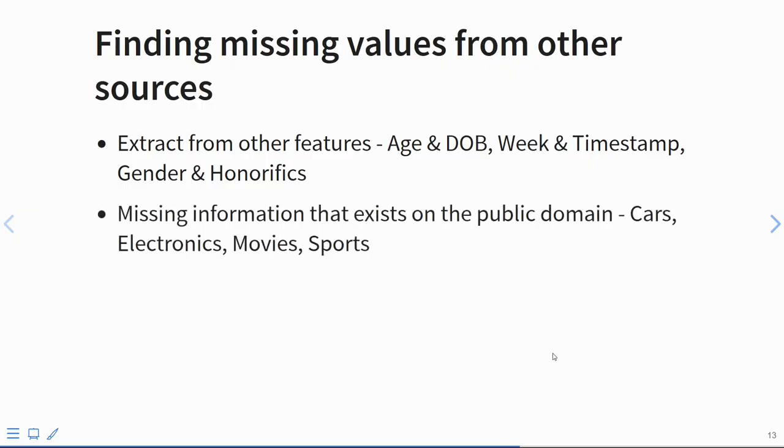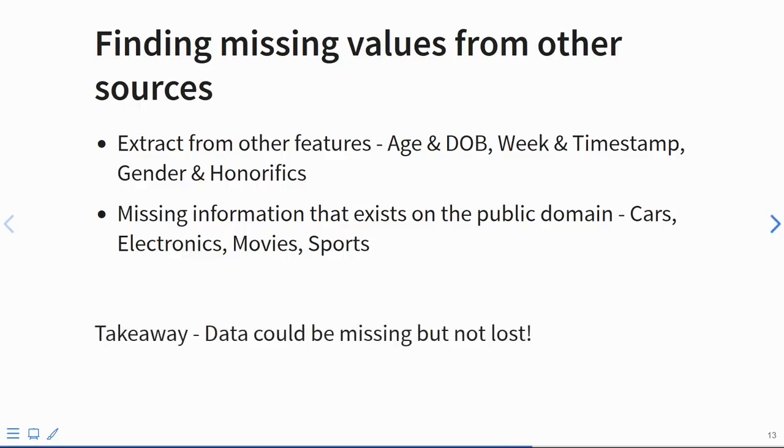In some cases, the data might be available on public domain. If you are trying to build a recommendation system on movies, or if you are trying to analyze some sport event, or do some analysis on the car or electronic prices, quite often you might be able to find required data on the public domain. So in this case, the data is simply missing but not really lost.